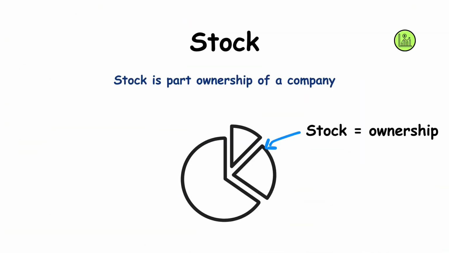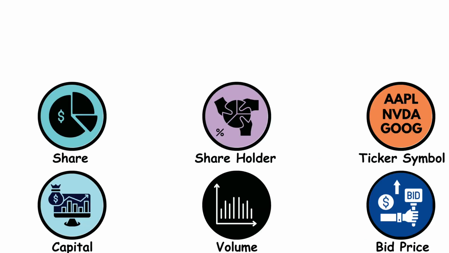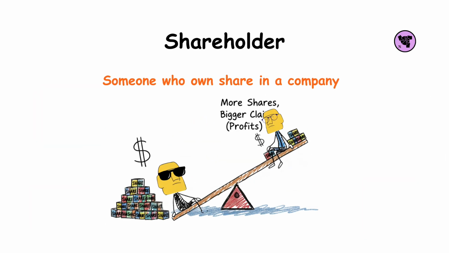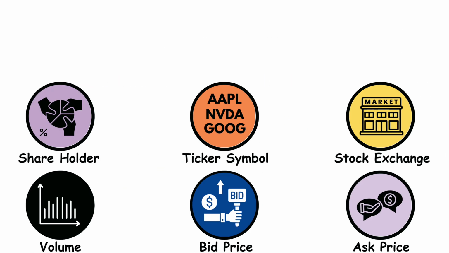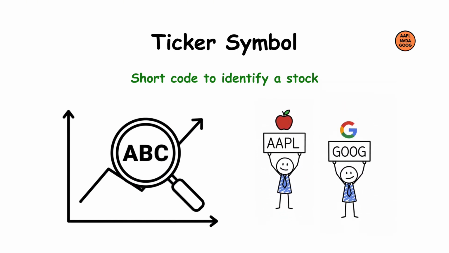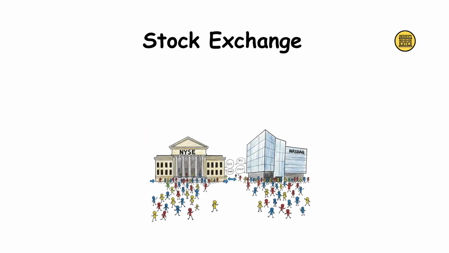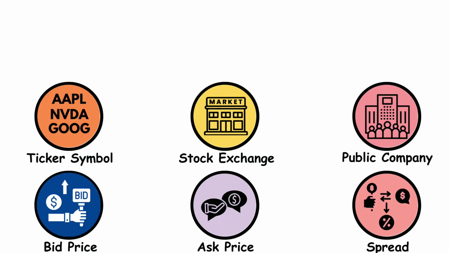Stock. A stock is part ownership of a company. Share. A share is one single unit of stock. Shareholder. A shareholder is a person who owns shares in a company. Ticker symbol. A ticker symbol is a short code used to identify a company's stock. Exchange. An exchange is a marketplace where stocks are bought and sold, like the Nasdaq and New York Stock Exchange.